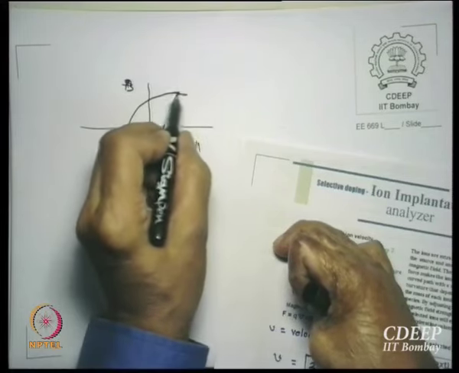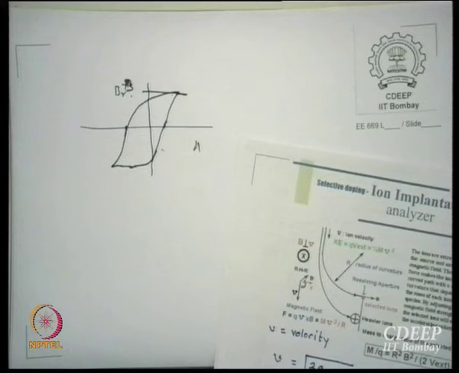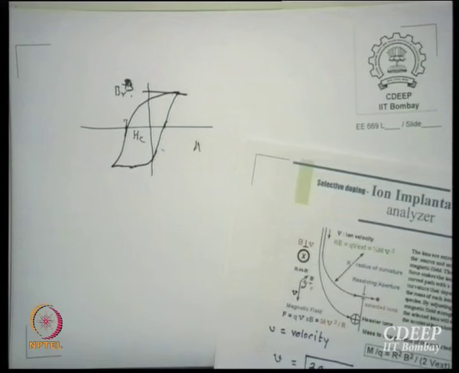This will be hysteresis. The maximum value of this is Br. What is this value called? Hc. What is Hc? It is the magnetizing field at which the magnetization becomes 0. These are the numbers which are given for given magnets. And whatever energy is stored is B cross H inside this BH curve.